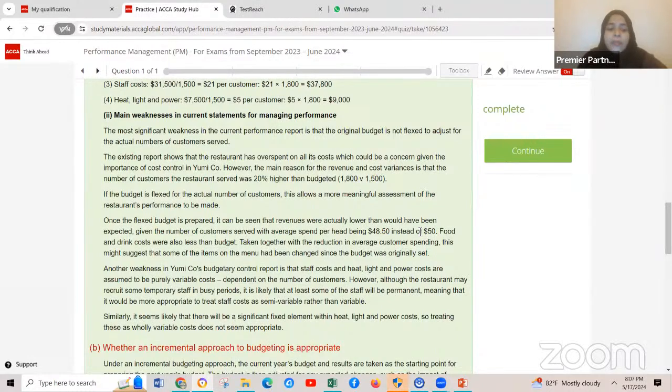However, although the restaurant may recruit some temporary staff in busy periods, it is likely that at least some of the staff will be permanent, meaning that it could be more appropriate to treat staff costs as semi-variable than variable. Not all your staff are going to be on variable terms, right? You might have guys with salaries as well. So you could have taken it as semi-variable instead. Similarly, it seems that there was a significant fixed element with heat, light, and power. So treating these as wholly variable does not seem appropriate as well.